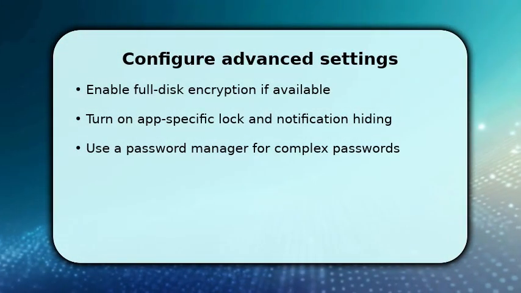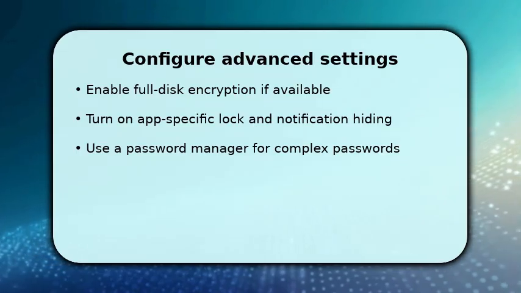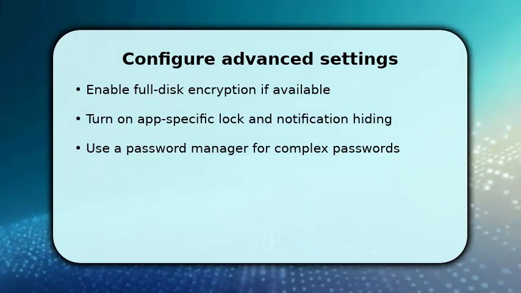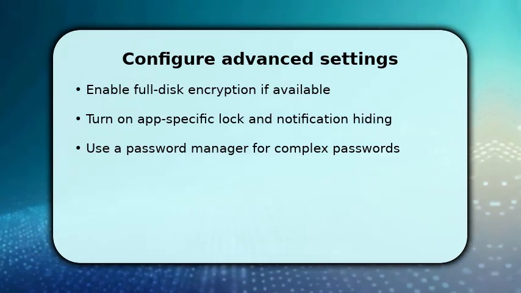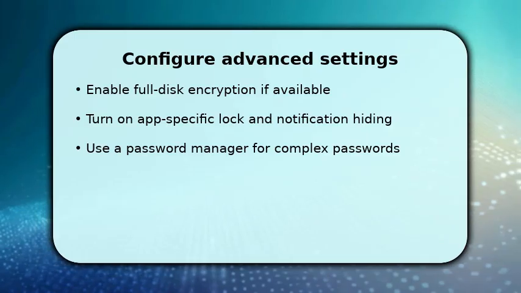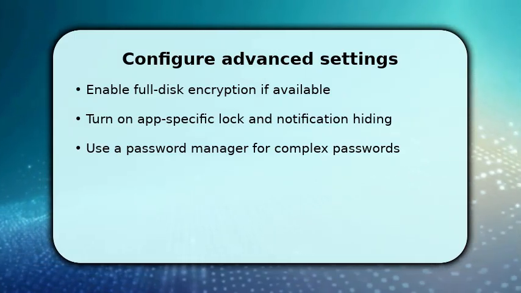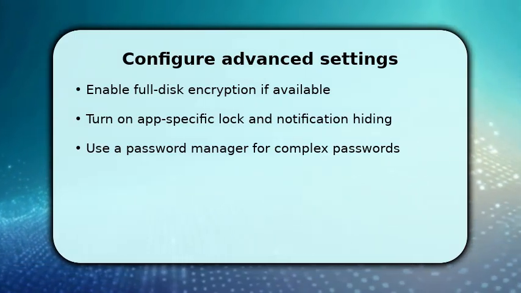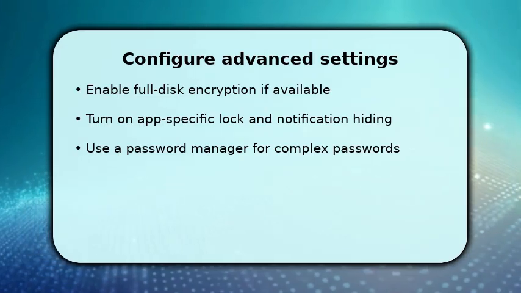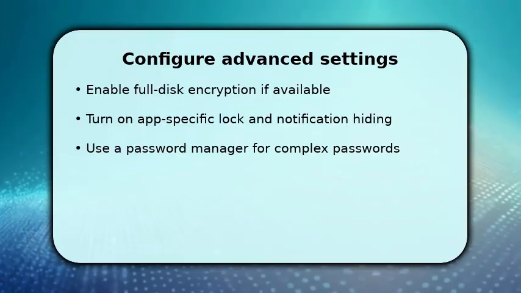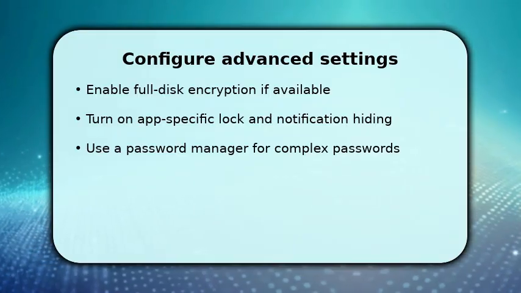Now dive into the detailed configuration to harden privacy. Enable full disk encryption to protect stored data. Encryption prevents access if the device is lost. Next, apply app-specific locks for banking and messaging apps and hide sensitive notifications from the lock screen so previews don't reveal private content. Also, set up a password manager to generate and store long, unique passwords.